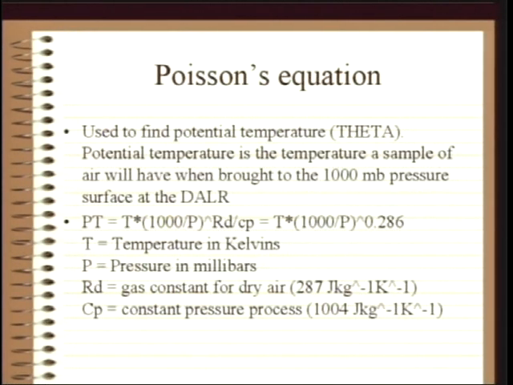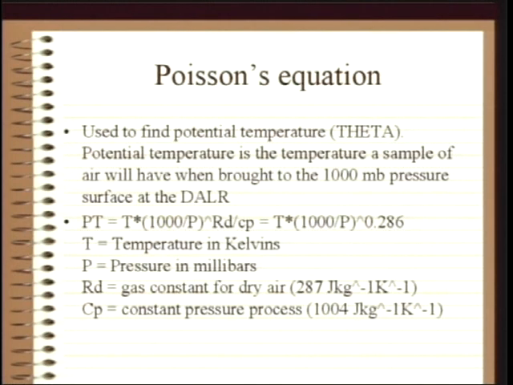The potential temperature is the temperature of a sample of air. Think of a parcel of air somewhere in the atmosphere, and we take this parcel of air and bring it down to the 1,000 millibar pressure surface at the dry adiabatic lapse rate and read off what the temperature value is. Remember, any time that air is sinking in the atmosphere, it's going to warm at the dry adiabatic lapse rate, which is about 10 degrees Celsius per kilometer.